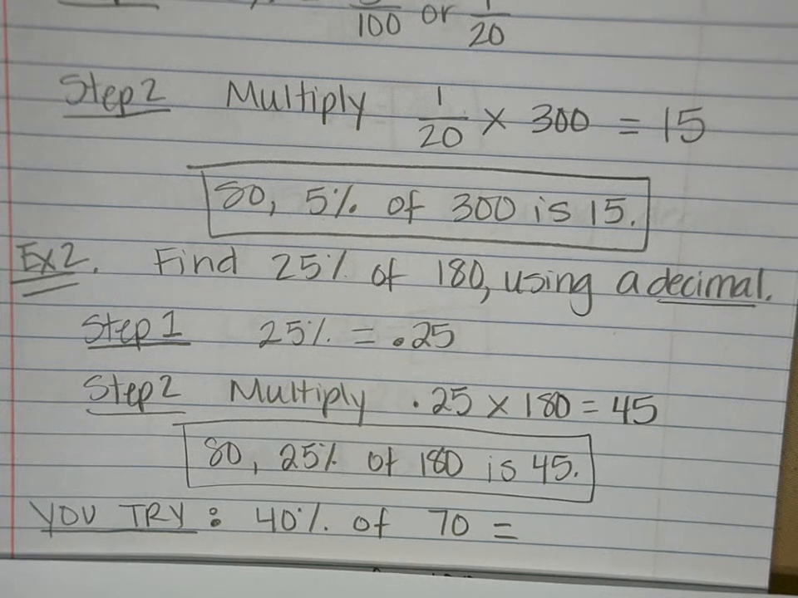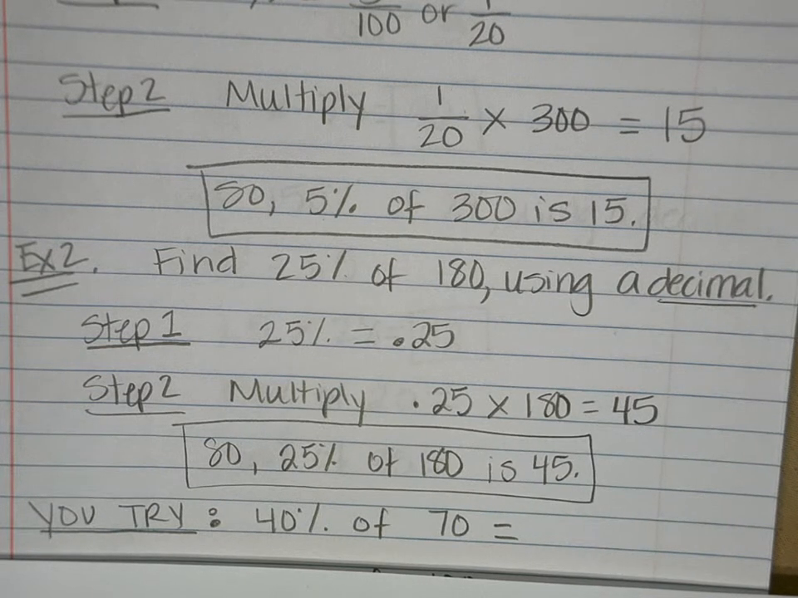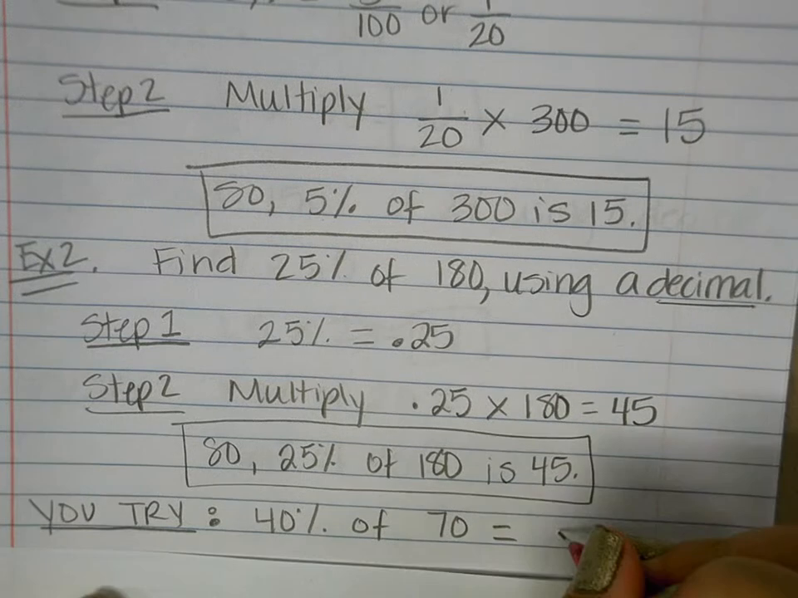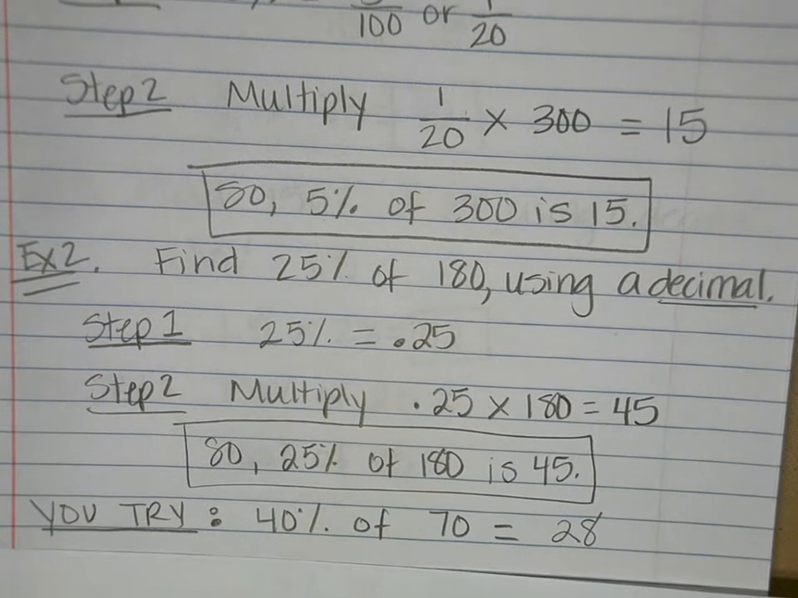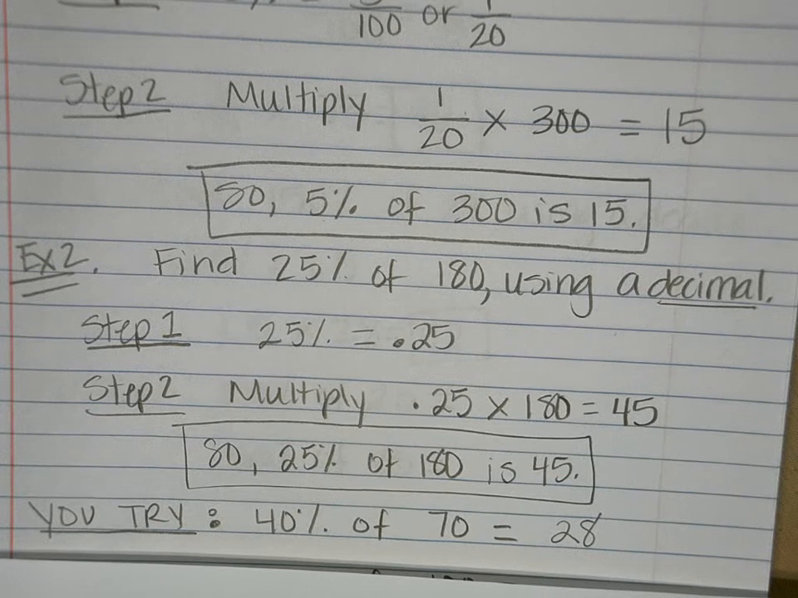All right, Kendall, what'd you get? 28. You're right. 28 is correct. Raise your hand if you got 28. Good. Did you guys use a decimal or a fraction here? Raise your hand for decimal. Raise your hand for fraction. Okay, either one worked. Decimal is probably a little bit easier.